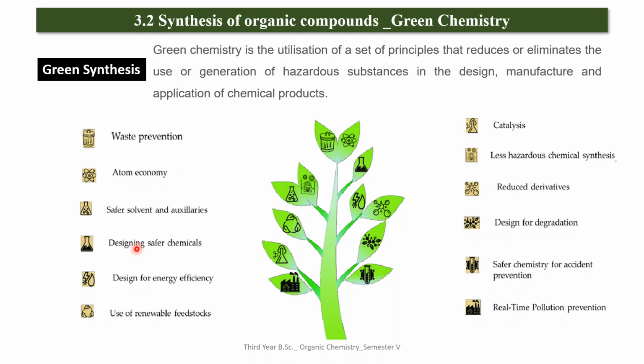The next, safer solvents and auxiliaries. While performing experiments, we have to use solvents which are safer. Just as water is a universal solvent, it is a safe solvent. While benzene, if you use benzene, that is a carcinogenic compound. So this is not a safe solvent. So use safer solvents. So next, designing safer chemicals. The chemicals should be designed.